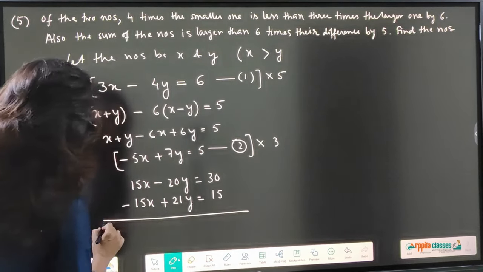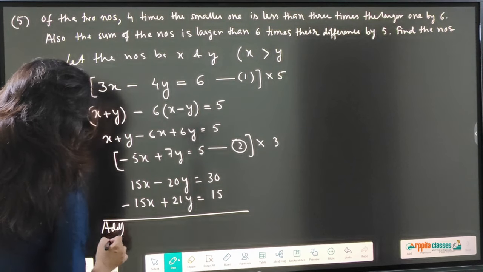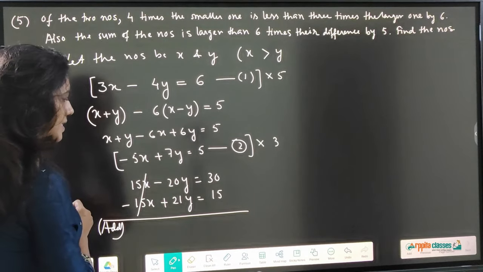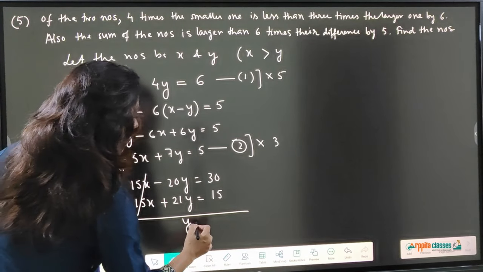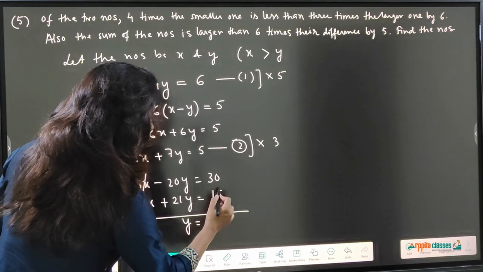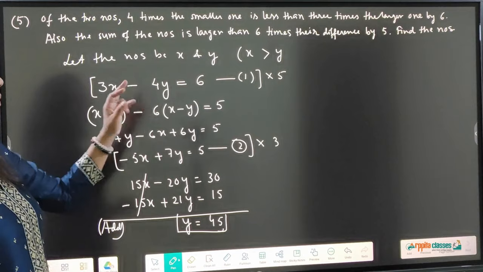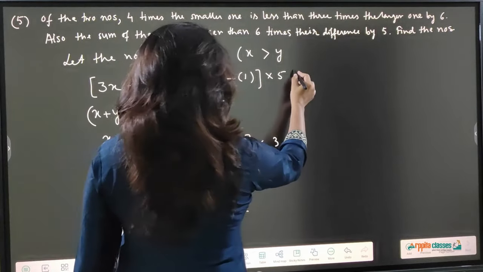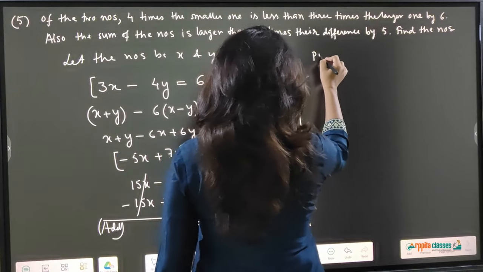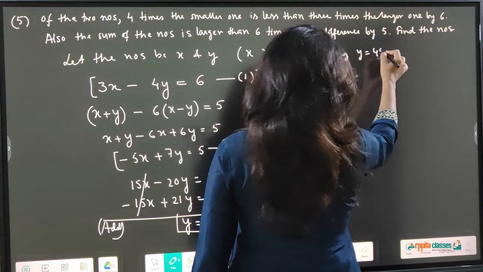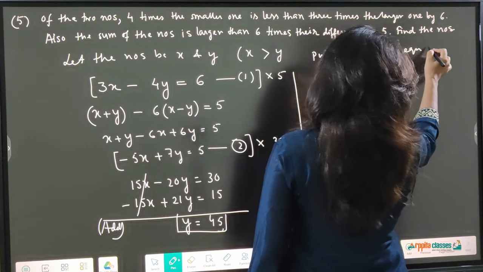Now we will add the two equations. As we can see, the signs here are different. So 15x and 15x will get cancelled. After adding, you get only y. y is equal to 45. Now we'll put the value of y in equation number 1. So putting y is equal to 45 in equation 1.